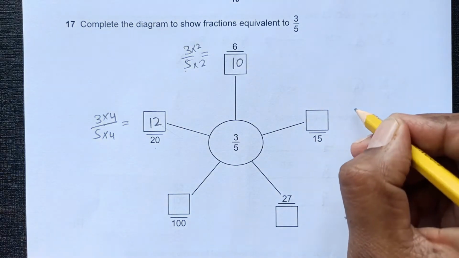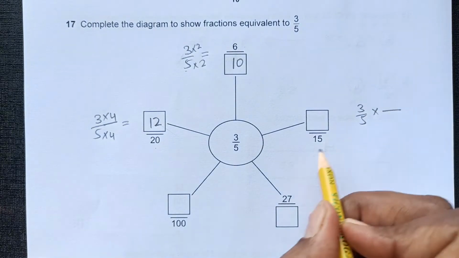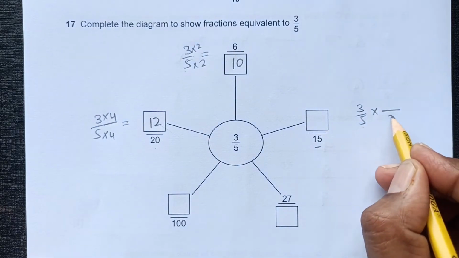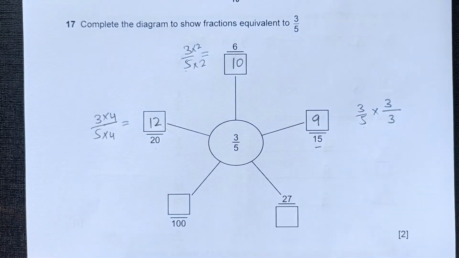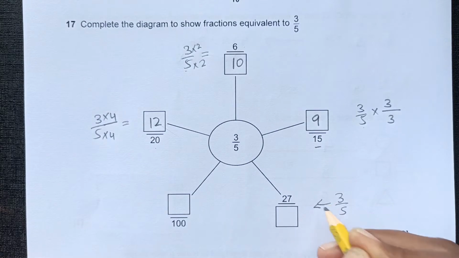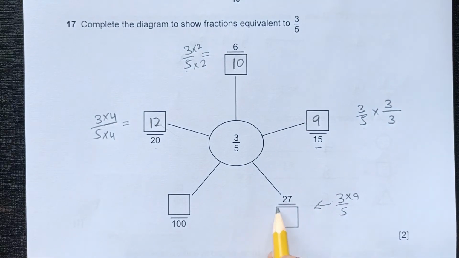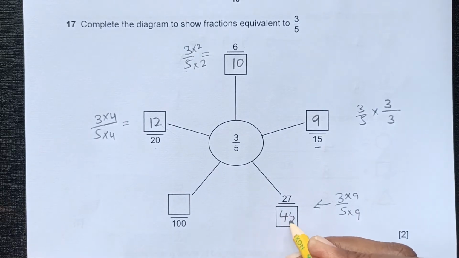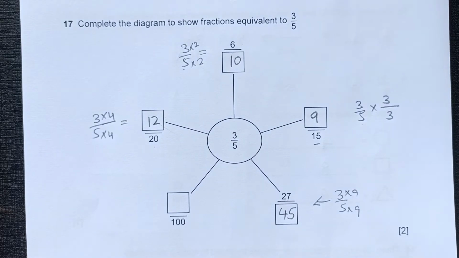Now this 3 over 5, what gives you 15 here? So 5 times 3 is 15, so again 3 times 3, it will be 9, okay? So now here 3 over 5, 3 times 9 is 27. So the same we are going to do here. 5 times 9, it will be 45. You see, this looks tricky, but it's not. If you go logically, you can get the answer.